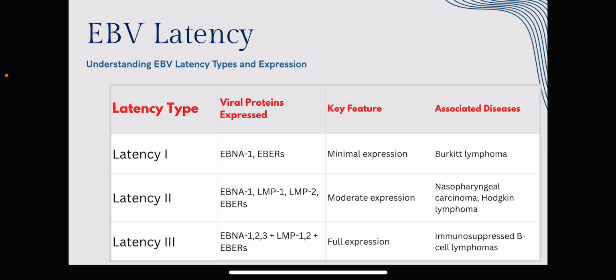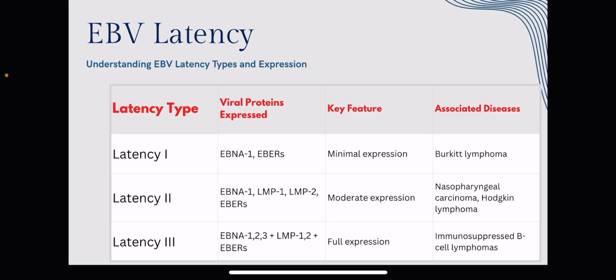Latency 1, the viral proteins expressed are EBNA1 and EBER. The key feature is there is only a minimal expression of these proteins, and the associated disease is Burkitt's lymphoma. In latency type 2, the viral proteins expressed are EBNA1, LMP1, LMP2 and EBER. There is a moderate expression and associated diseases vary, like nasopharyngeal carcinoma and Hodgkin lymphoma.